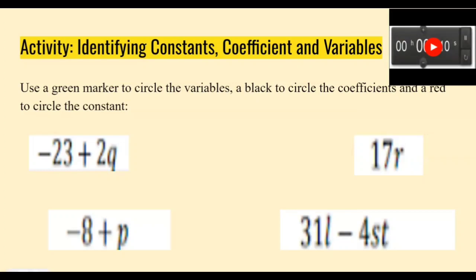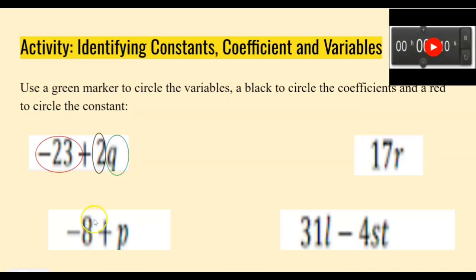So we're going to start with the first question. Negative 23 plus 2q. What would be our variable? Remember, our variable is our letter. So our variable is q. What is the coefficient? Again, the coefficient multiplies the variable. So they're directly beside each other, so there's no operation between them. In this case, our coefficient is 2. And of course, our constant, which is our number, is negative 23.